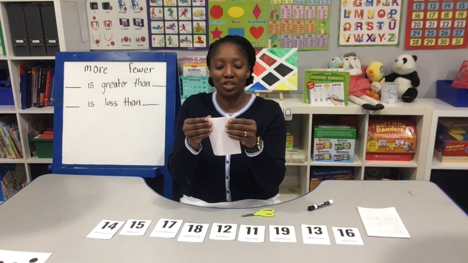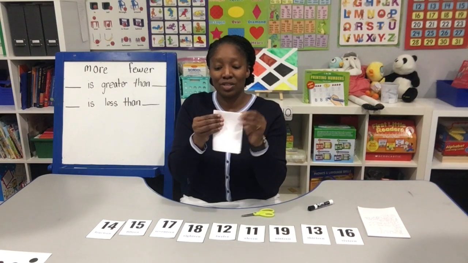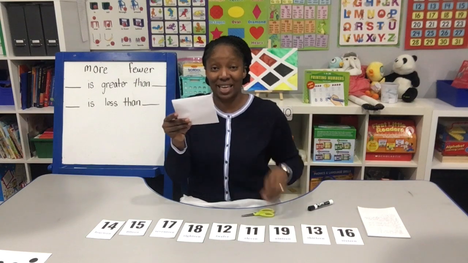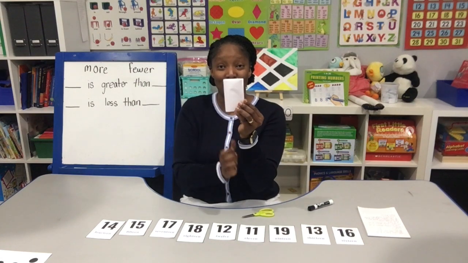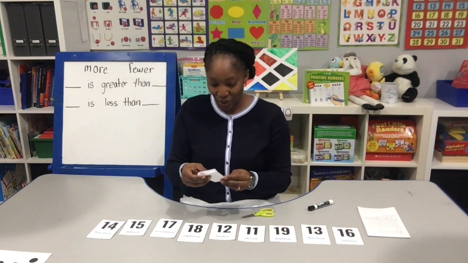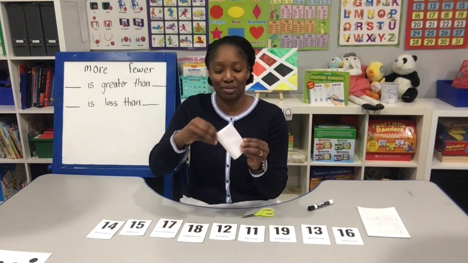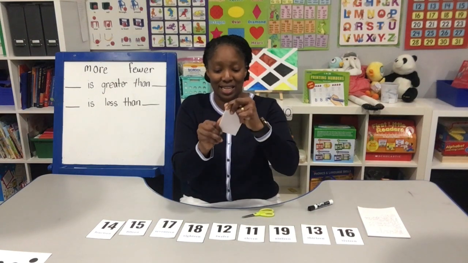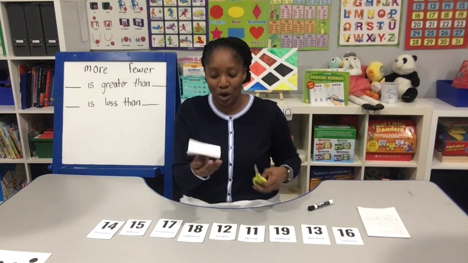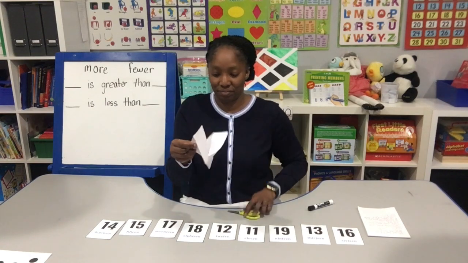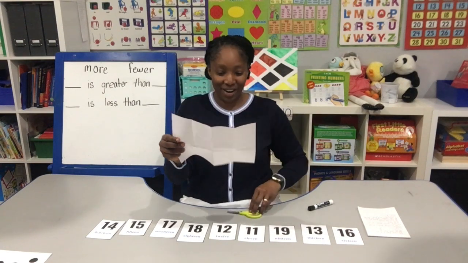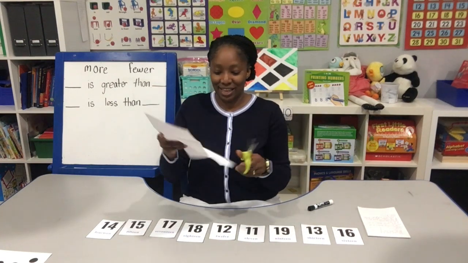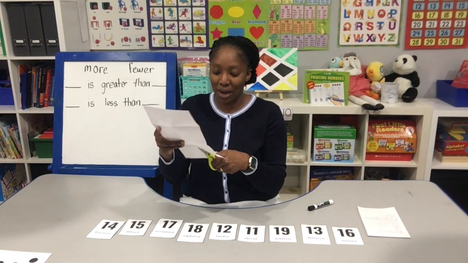But I'm going to fold it just one more time. So now I have 4 numbers I can get. You can actually get 8 numbers if you fold it one more time. Okay? So I'm going to try folding it one more time, just so you see that you might be able to get 8 numbers. And then I can open it back up. And I have all these squares, and I can cut and make my own numbers.